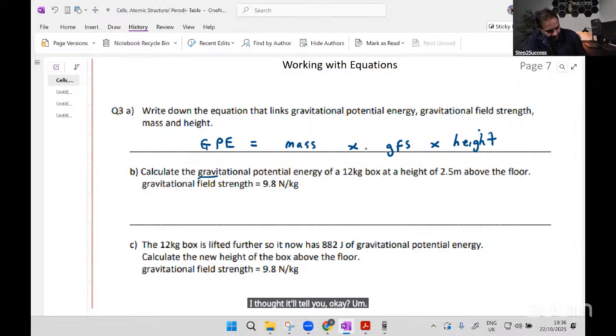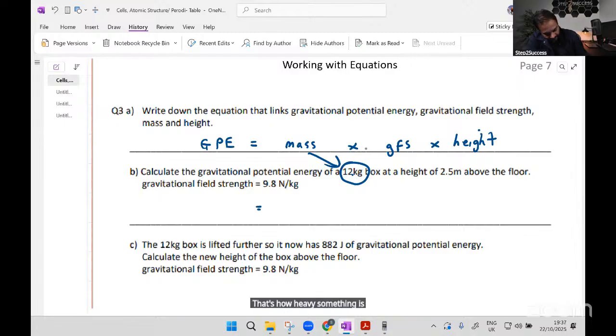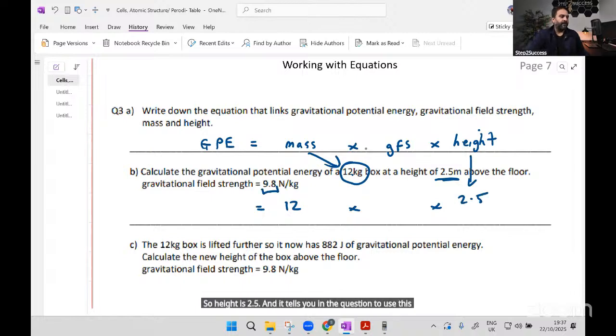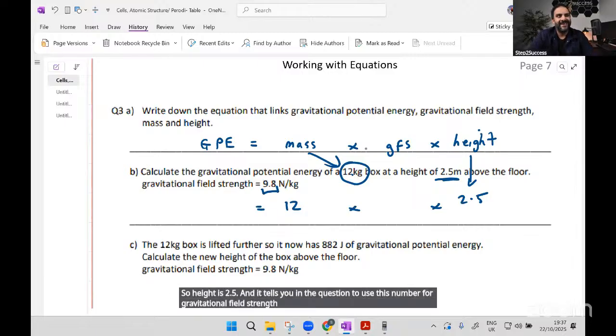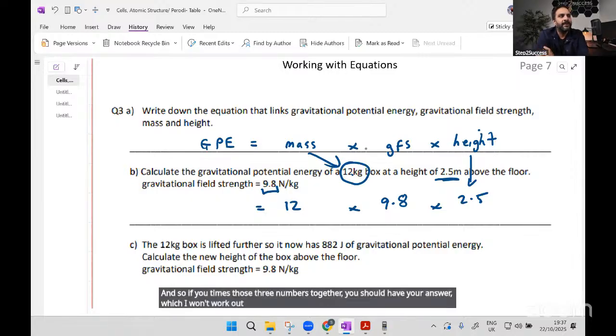It says calculate the energy of a 12 kilogram box, that is a mass, that's how heavy something is, at a height of 2.5 meters. So height is 2.5. And it tells you in the question to use this number for gravitational field strength. That is a fixed number that you will always get given in the question. It's always 9.8 on Earth. And so if you times those 3 numbers together, you should have your answer, which I won't work out for you. You should be able to do that.